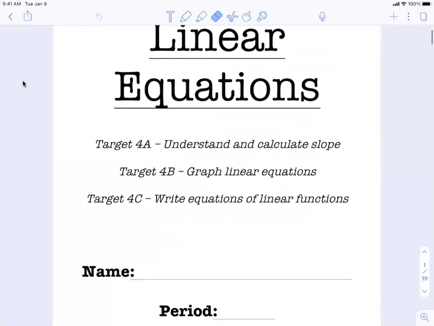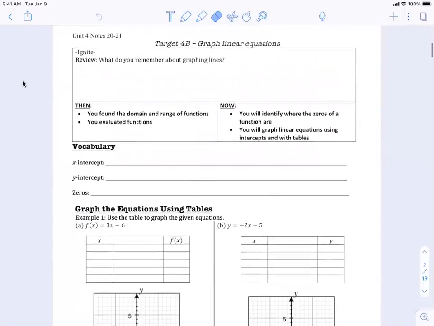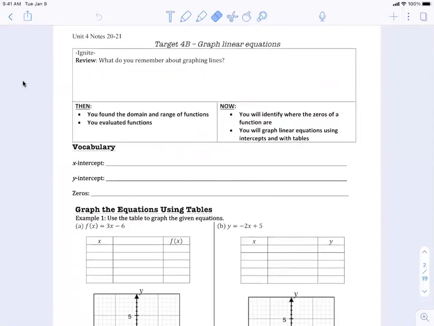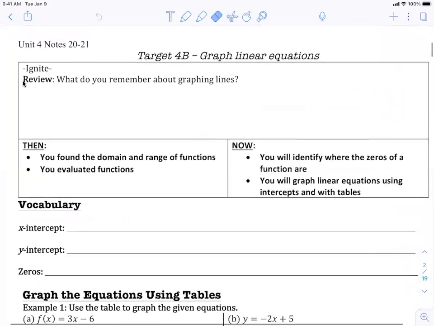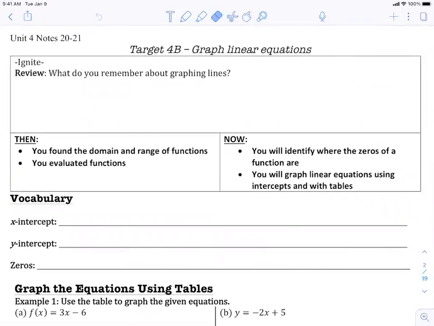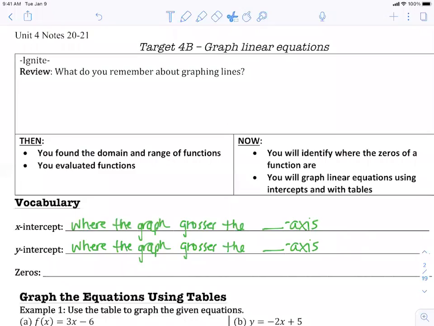So we are going to start today with target 4B, which is going to be all about graphing linear inequality, or linear equations, excuse me. So before we get going, all I really want you to do right now is pause your video and write down a couple things, maybe really anything that you possibly could remember about lines. Go. Okay, graphing lines. We're going to see in just a moment if any of what you remember kind of carries through to this year.